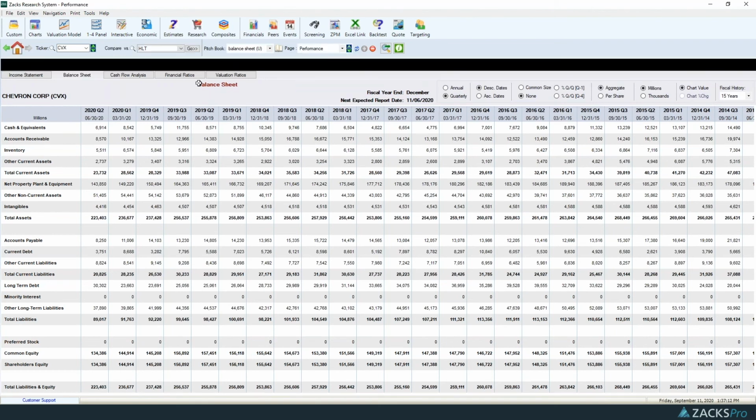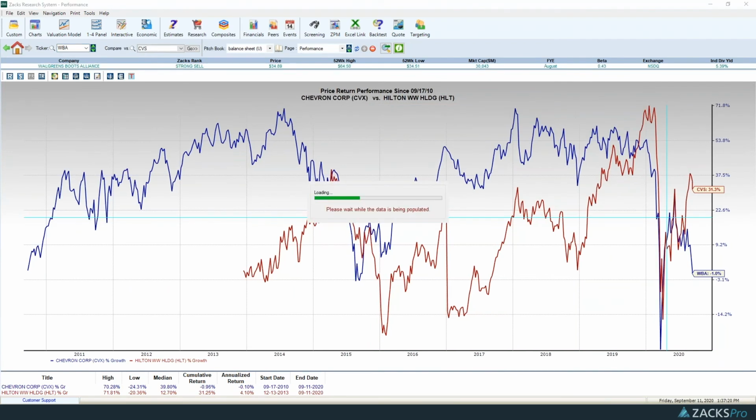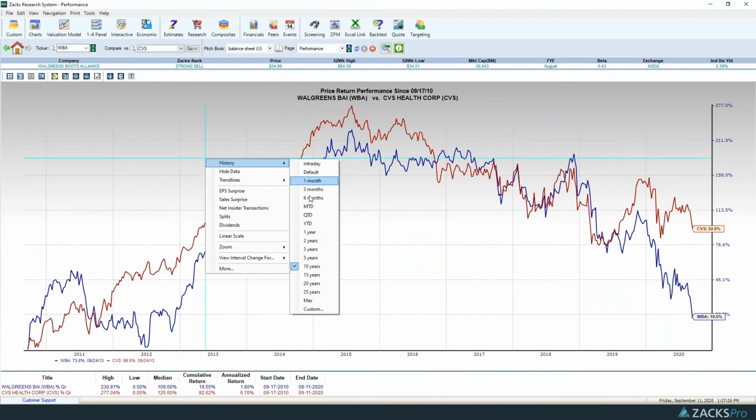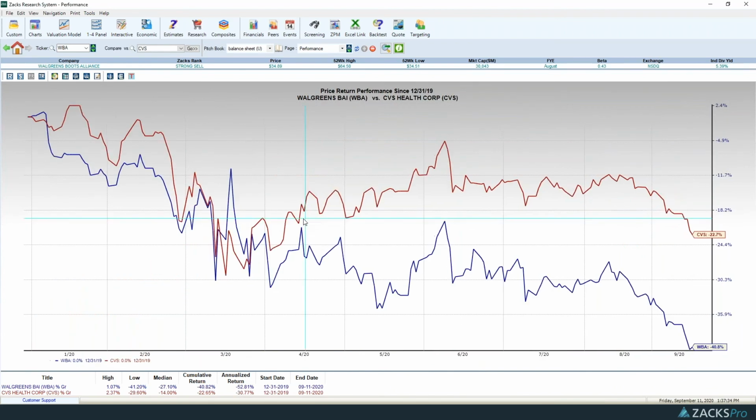So if I go back to performance and type in Walgreens versus CVS, again, these are companies that essentially are facing the same exact challenges. They're both retail and pharmacy exposure. They're both pharmacy benefit managers. So you can see that, despite the fact that they have a very, very similar business and a very similar set of challenges right now facing COVID, CVS has done much better than Walgreens, significantly better than Walgreens.